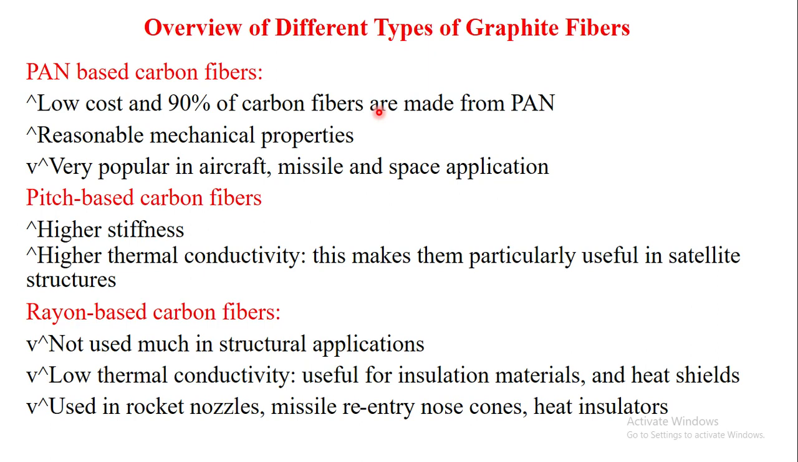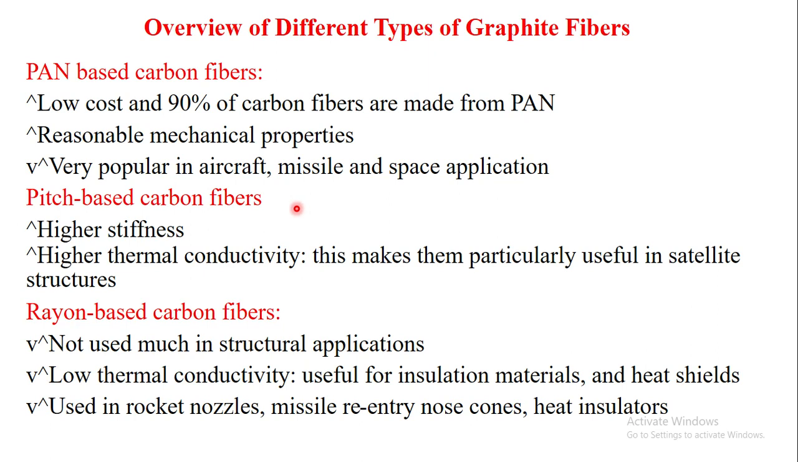Overview of the different types of graphite fibers. PAN-based carbon fiber is low cost, and 90% of carbon fibers are made from PAN fiber. It has reasonable mechanical properties and is very popular in aircraft, missile, and space applications. Graphite fibers made from PAN are used highly in these areas.